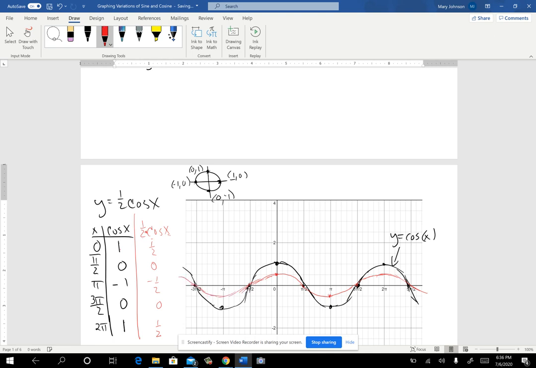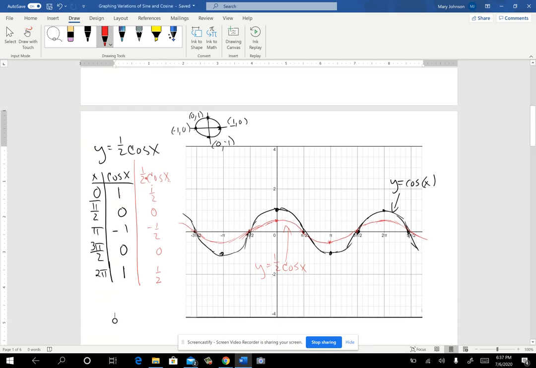Okay. And so what you see in red is the gist of the graph for y equals 1/2 cosine x. So the 1/2 affects vertically how far your graph is stretched from the x-axis. So here's the way I think about it. I think it's really helpful.